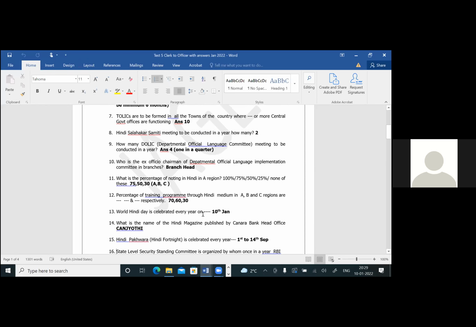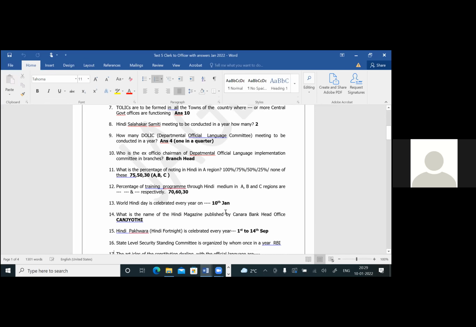World Hindi Day is celebrated every year on 10th January, which is today. Not only India is celebrating Hindi Day, the world is also celebrating Hindi Day. So today is World Hindi Day, 10th January. Hindi Divas in India is 14th September. Hindi month is September. World Hindi Day is celebrated throughout the world on 10th January.